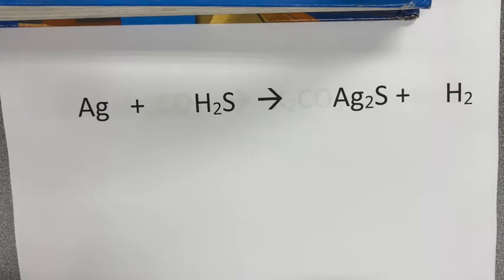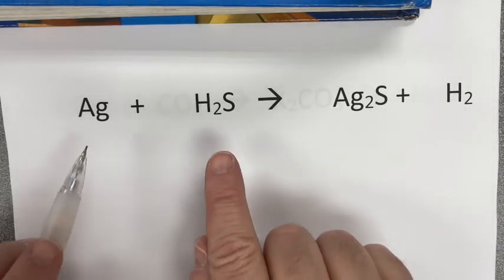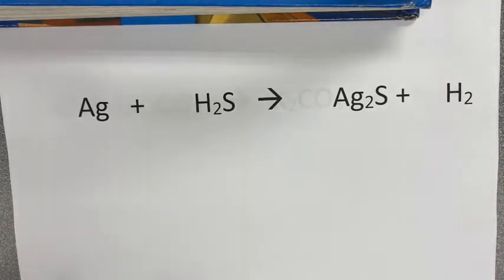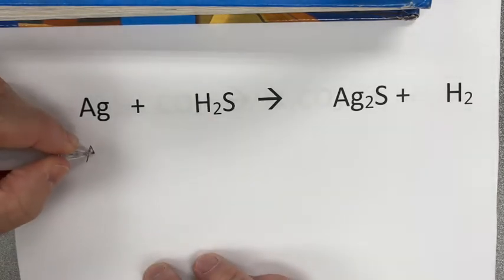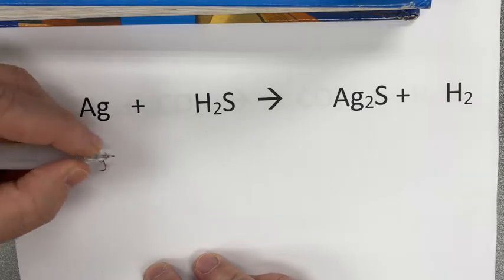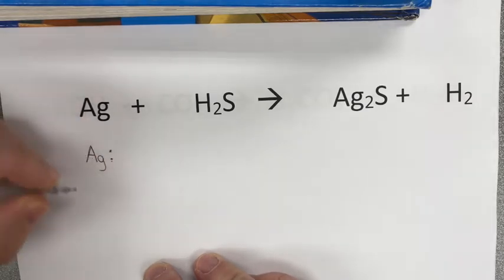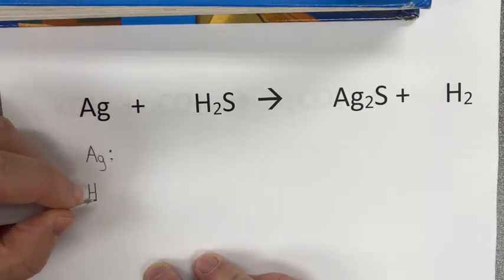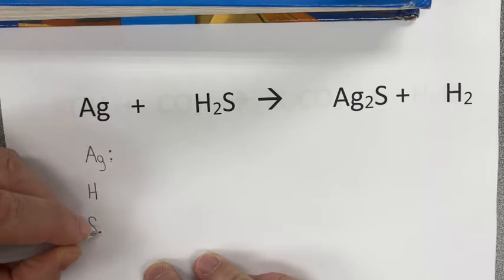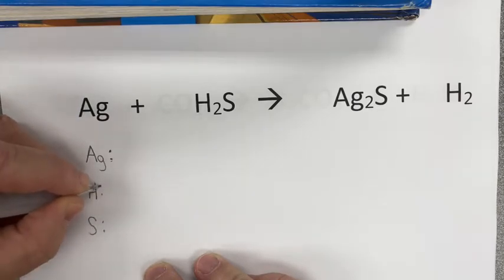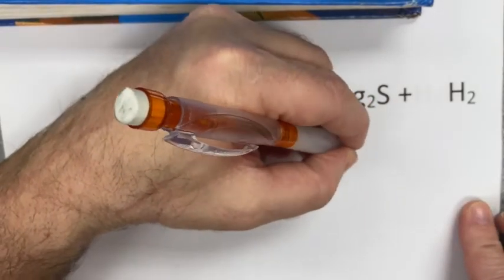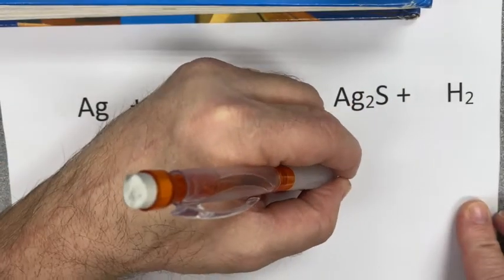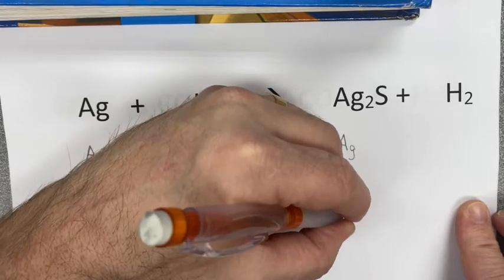Okay, here we have another formula, and we've got elements on the left, elements on the right that are not in balance. So let's just write down what we have. We have silver, which is Ag. We have hydrogen, and we have sulfur. And on the other side, we have to have the exact same stuff. We have Ag, hydrogen, and sulfur.